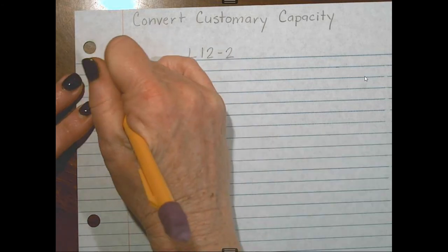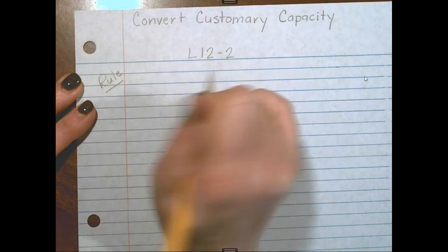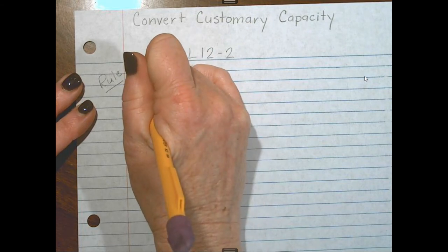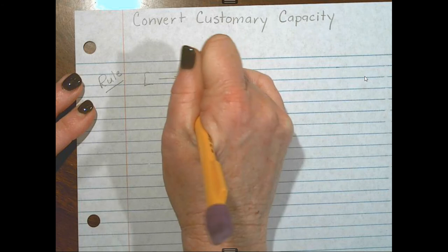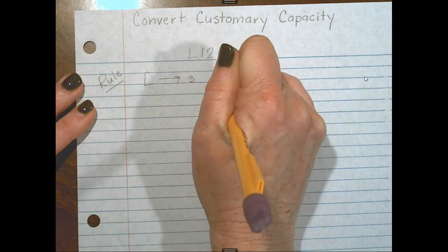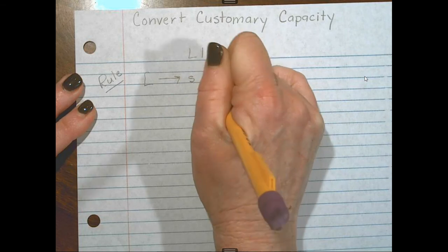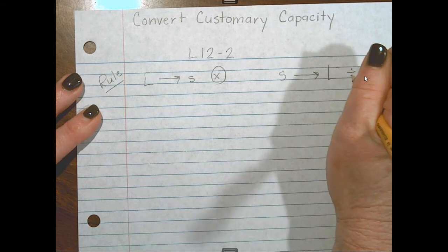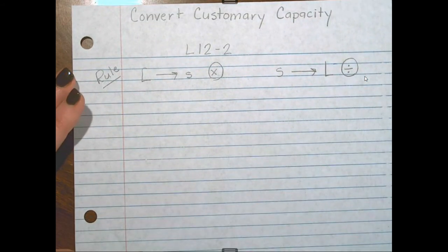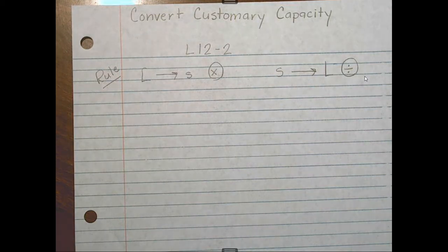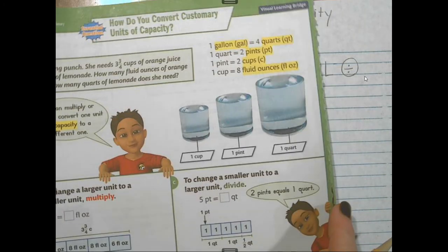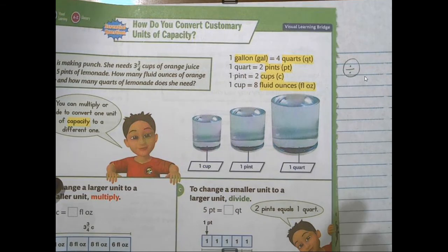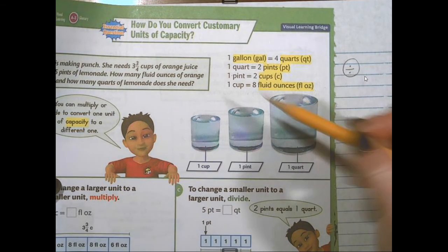And I just want to review the rule. When we are converting units of measurement, if we are going from larger units to smaller units, don't forget we're going to be multiplying. And when we go from those smaller units to larger units, we're going to be dividing, and we're going to be using those unit rates, okay? Now, capacity is a little bit different. Yes, we have the conversion chart at the top of page 494, but there is an awful lot of units of capacity, and they get kind of confusing.